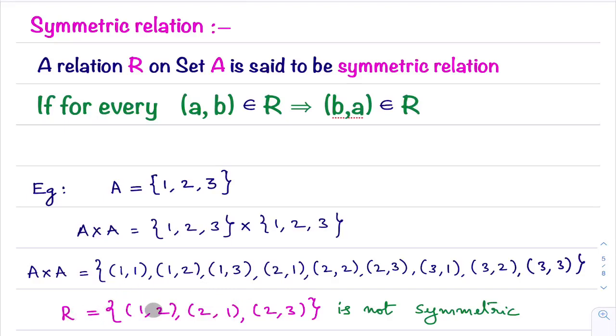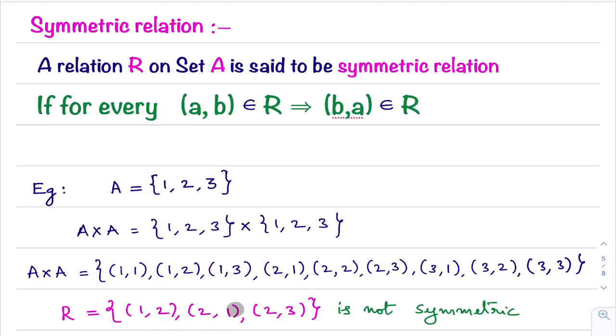From this, can I say it is a symmetric relation? No. You need to check for every ordered pair in the relation. You just checked only for this one. Now you come to the second ordered pair. Do not confuse. Take (2,1): is it there in this relation? Yes, it is there. This is over.